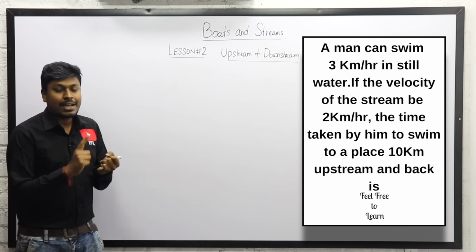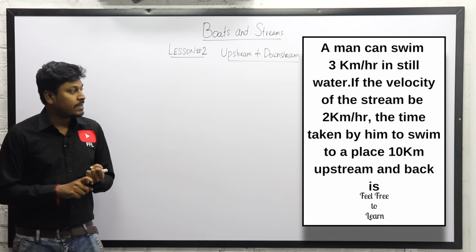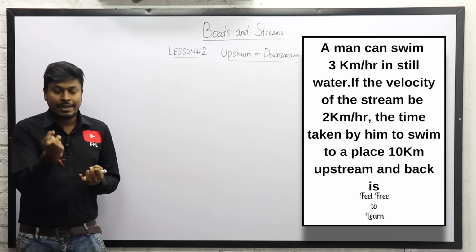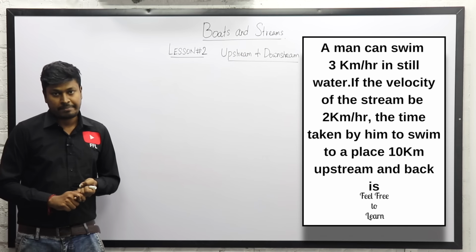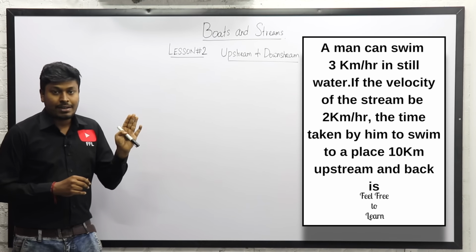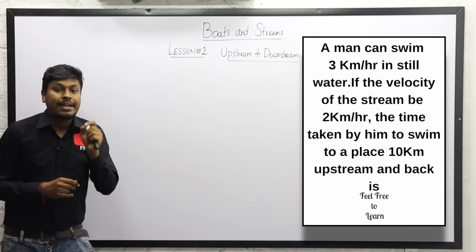By using the first point, we can find the man's speed, that is 3 km/h. Second, the velocity of the stream, which is its speed, is also given, that is 2 km/h. And the total distance is given, which is 10 kilometers. Our target is to find the time taken by the man.